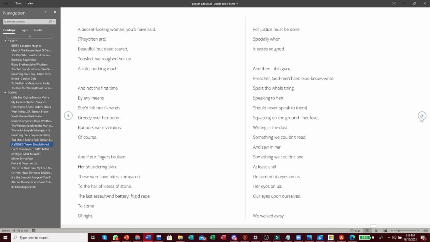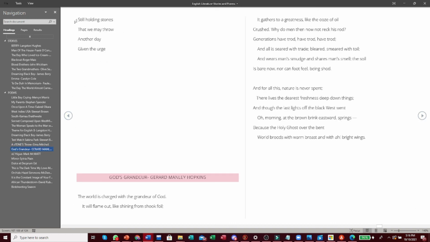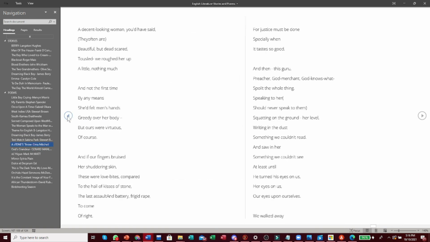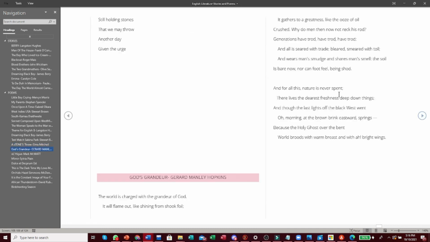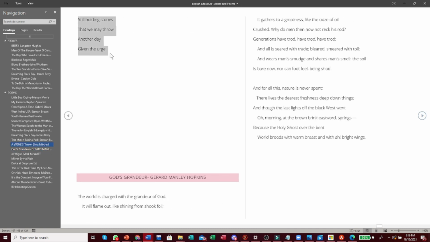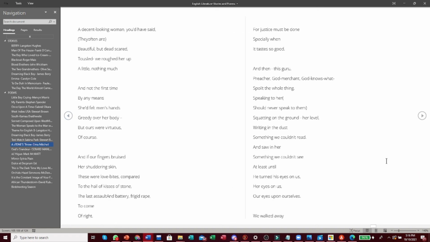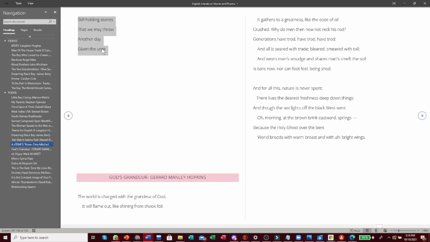We walked away, still holding stones that we may throw another day, given the urge. That last stanza shows that these men didn't learn from this merchant. They did not. They walk away. They realize that they're hypocrites. They realize that they're crappy people. But they're still holding these stones. Stones are symbolic in this poem. They're still holding that anger. They're still holding that resentment, given the urge.